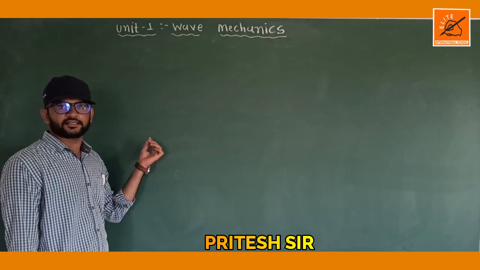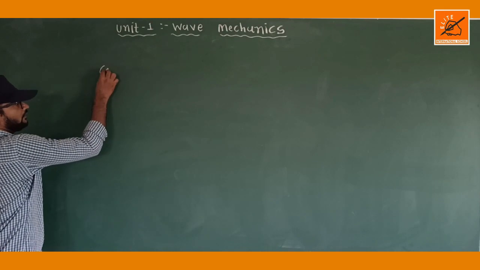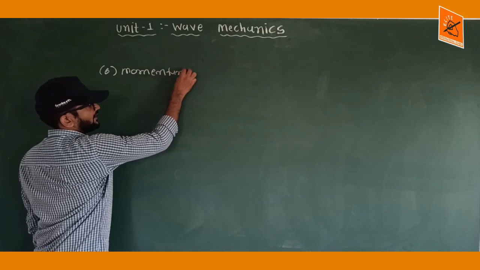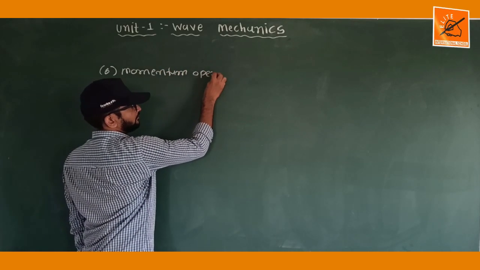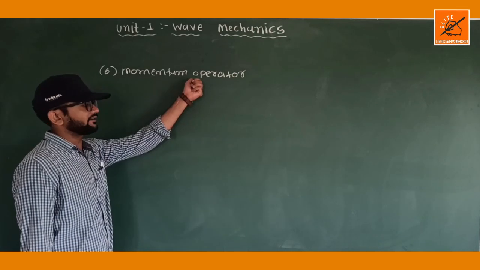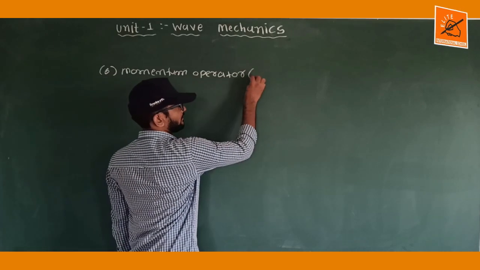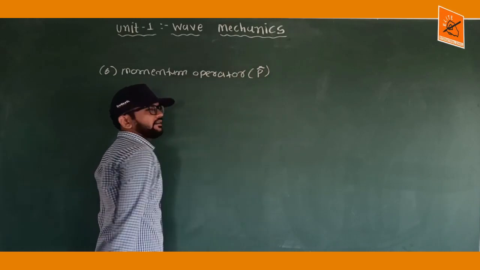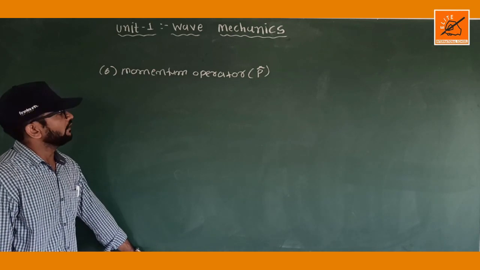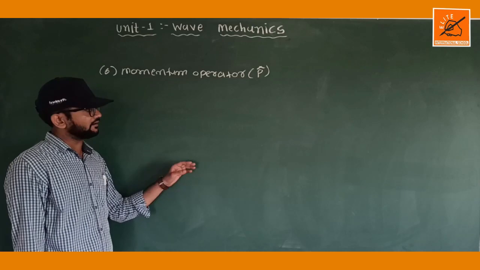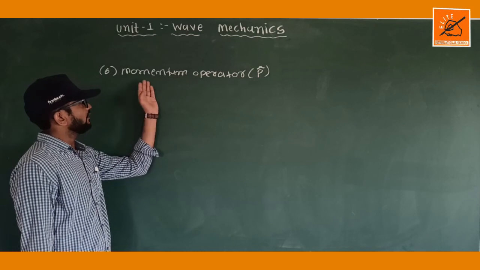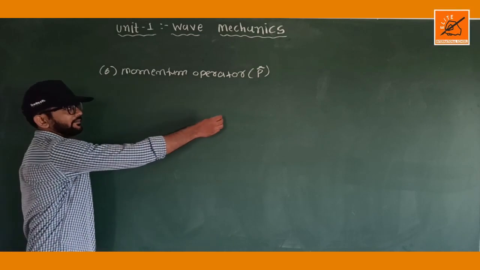Now the operator number 6 is the momentum operator, and it is denoted by capital P. In your syllabus there are 8 types of operators. We studied 5 types of operator in our previous 2 videos. This is the third lecture of your wave mechanics. Now, the momentum operator, capital P.